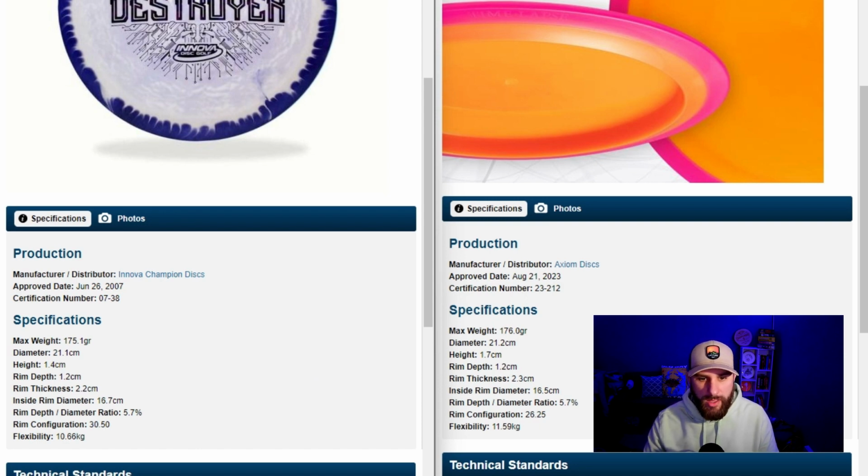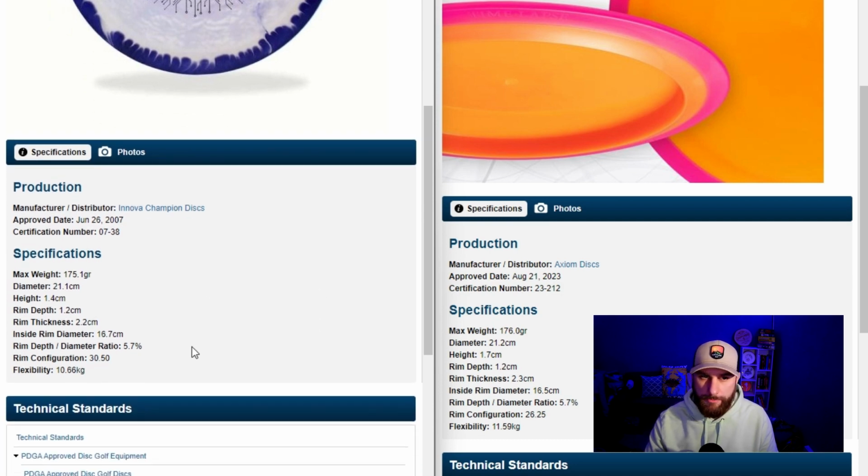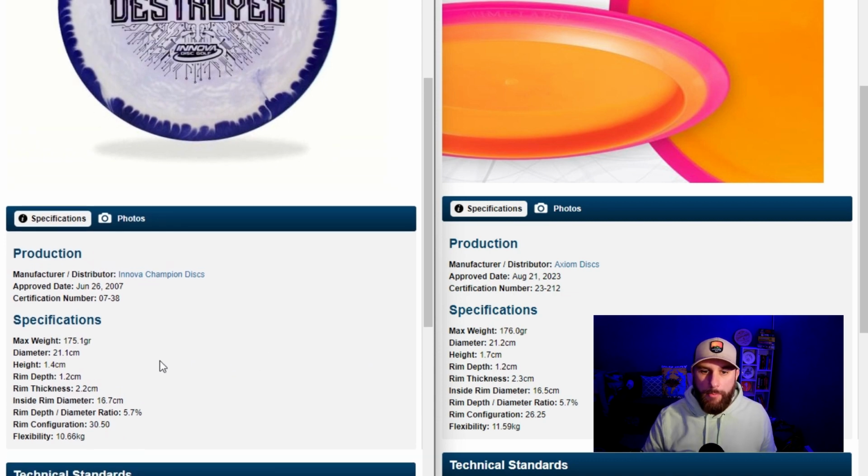So we're going to skip max weight and we're going to skip diameter. I can't get these two to line up perfectly, sorry. But let's look at the height. The height of the disc, most of us know that a domier disc gives it a little bit more glide and also makes it a little bit more stable and doesn't allow the disc to do more of a turning action when it's thrown.